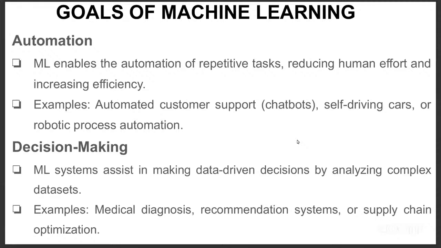If everything is automated, then what will humans do? Nothing. So decision making, that is another goal. To take the best decision in a given situation. For example, medical diagnosis, recommendation systems, supply chain optimization. What I mean by recommendation system, like we have seen in Amazon, Netflix, Amazon Prime, all these things. So why should they give recommendations?